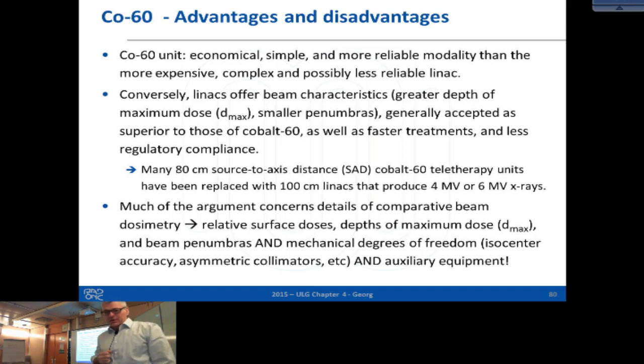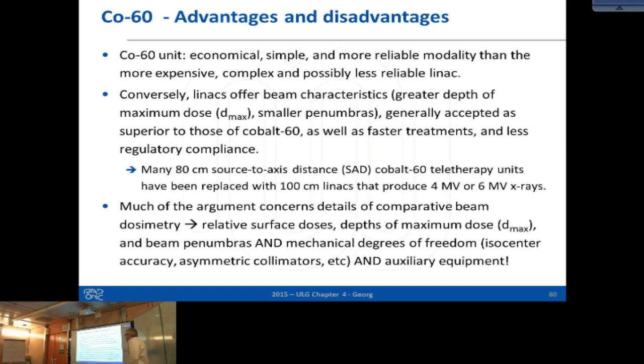Compared to accelerators, Linacs usually have a greater depth of maximum dose. For a typical cobalt beam, the depth of maximum dose is 0.5 centimeter. For a 6 MeV photon beam, it's about 1.5 centimeter. Linacs have smaller beam fall-off, so smaller penumbras, and they are accepted as being superior. We have faster treatments and can do much more advanced radiotherapy, but that has nothing to do with the gamma lines or the spectrum provided by accelerators, but more with the construction of the unit itself.